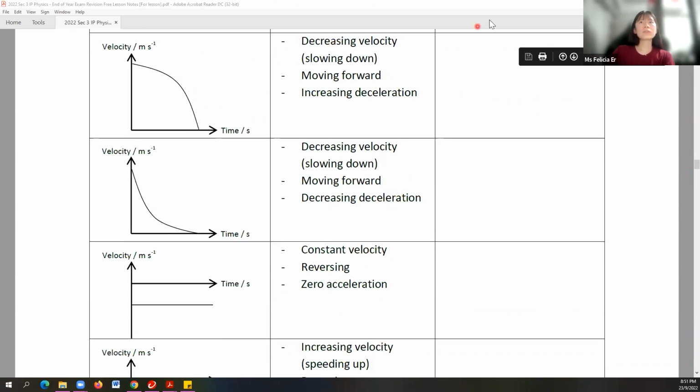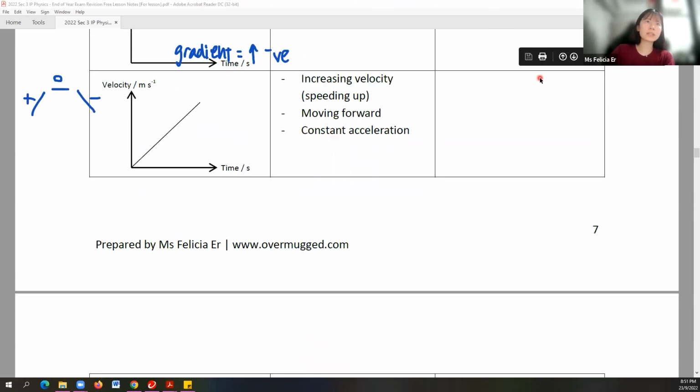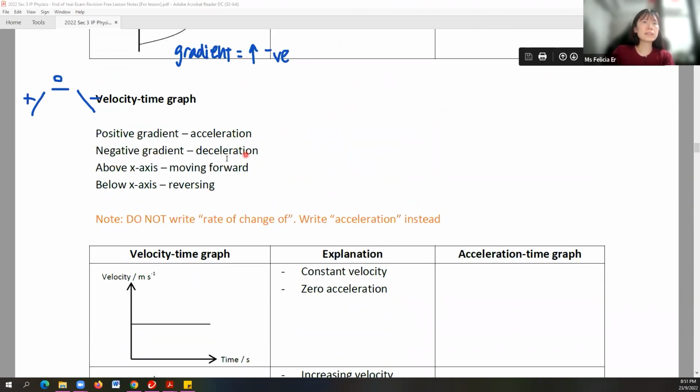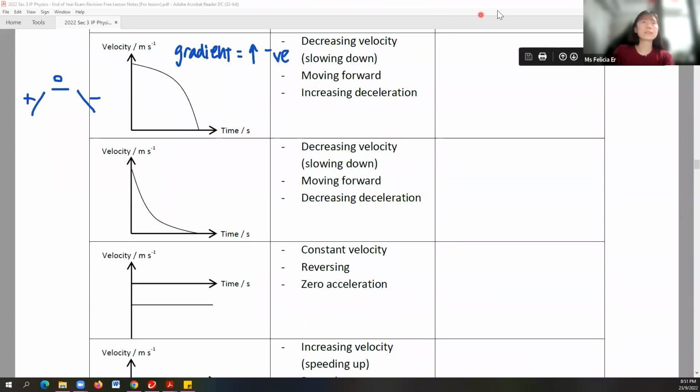Okay, so the next part, same thing. Let's take a look at the gradient. For the gradient of this graph, this one is an increasing gradient, right? Can you see it became steeper? And this is negative, right? Because for math, downward is negative. Whenever it's negative, looking at the legend on the previous page, a negative gradient means deceleration. That's why in this case it will be increasing deceleration. That means the person is stepping on the brake at the start. He stepped very gently, but towards the end he pressed the brake super hard. That's why it's called increasing deceleration.